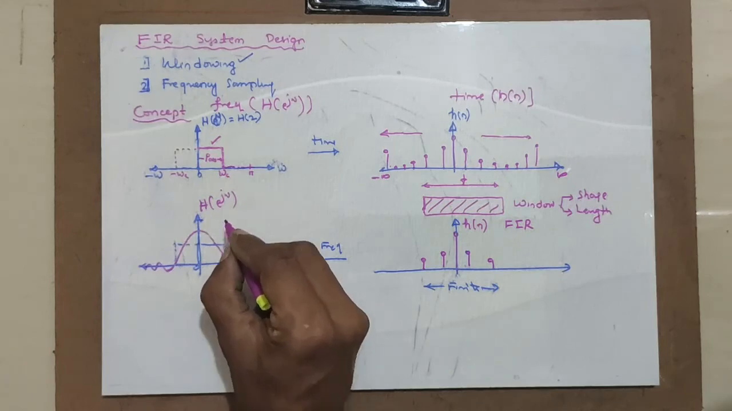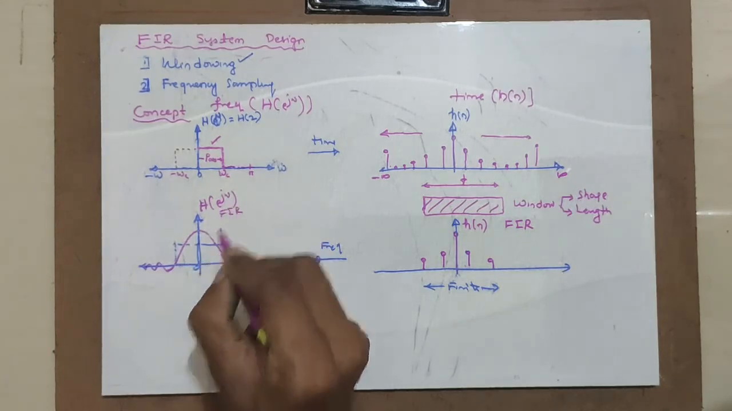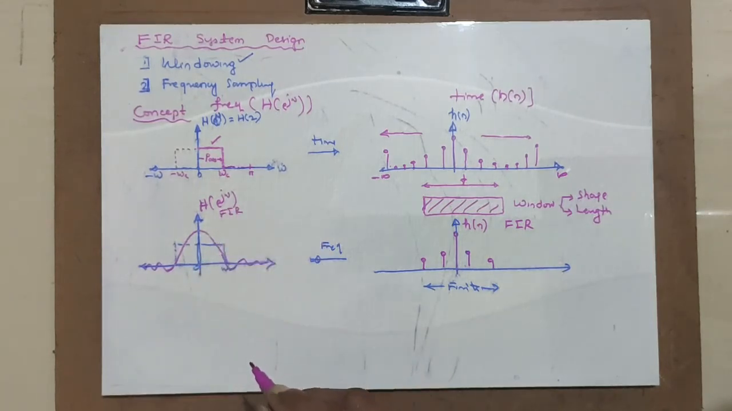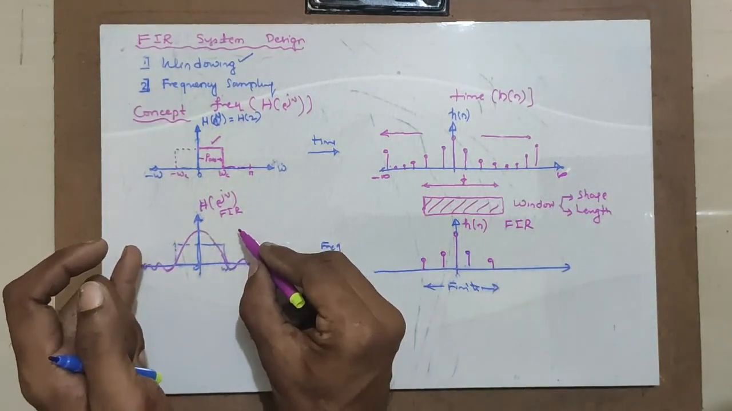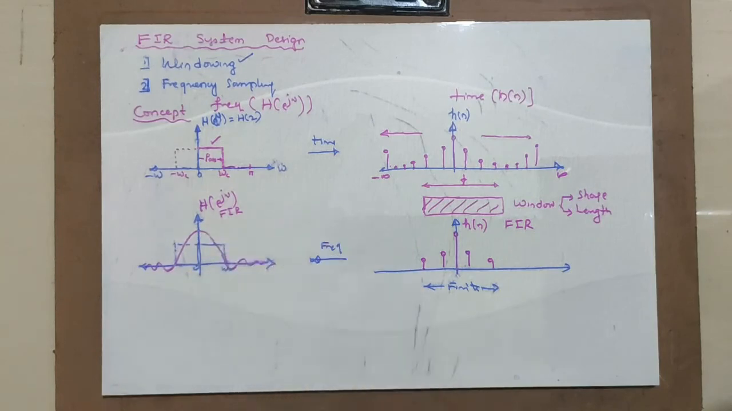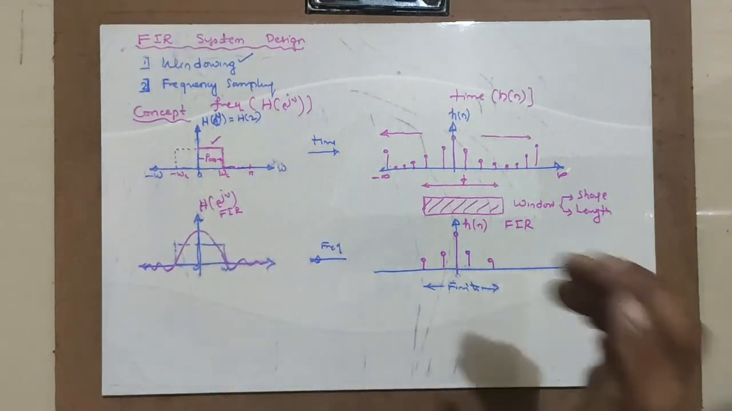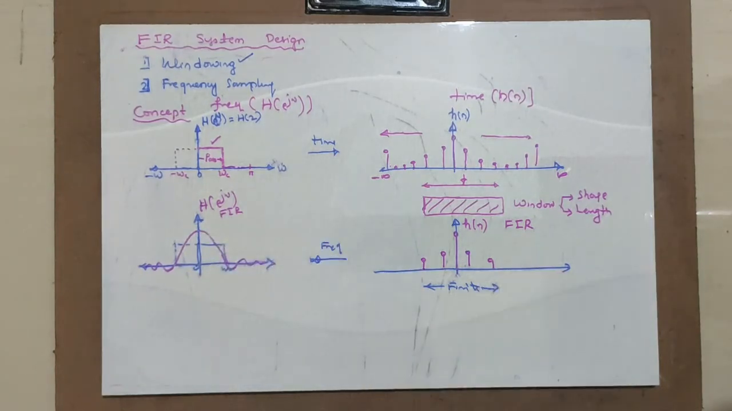For which? For FIR systems. For an FIR system, what is the advantage? H of n is limited, but the frequency response, whatever is there, it is of this kind. Hence, this is the concept behind FIR system design. You have to go through this concept. If you have not understood, please ask me. You can call me and ask about this concept.